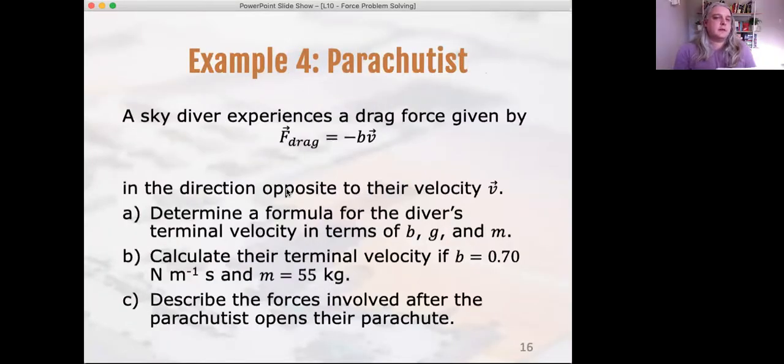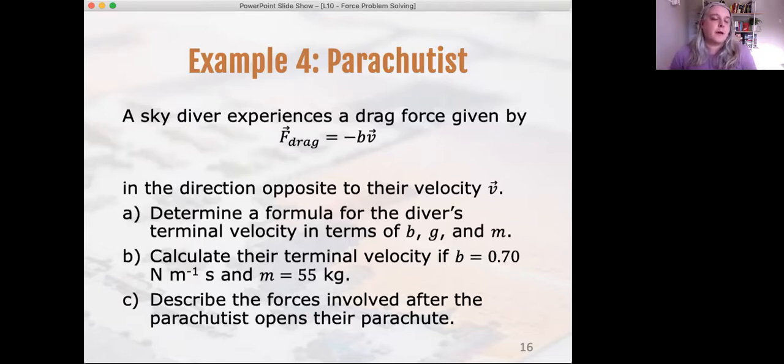A skydiver experiences a drag force of F drag equal to negative bv. You'll notice I've drawn vectors on those ones again. They come and go, right? You need to be used to interpreting equations with and without those little arrow symbols. So we've got the drag force given by negative bv. We're not told what b is until part b. We're told to use the given value.